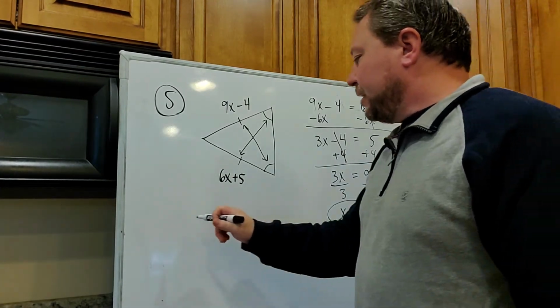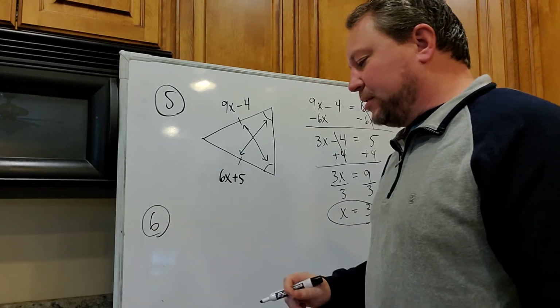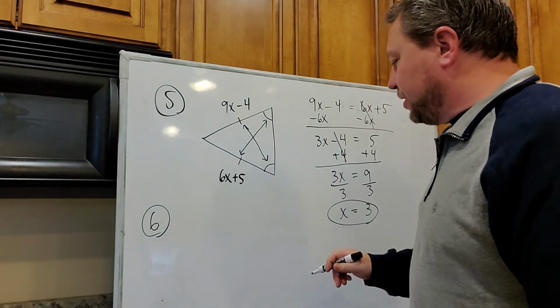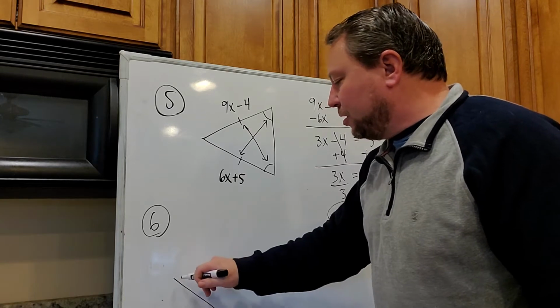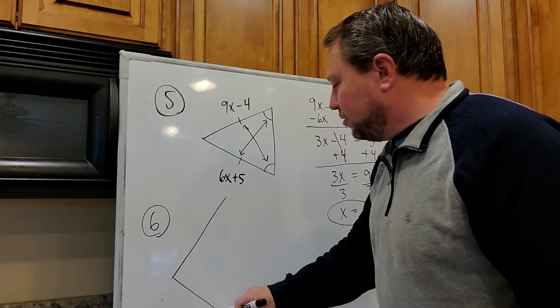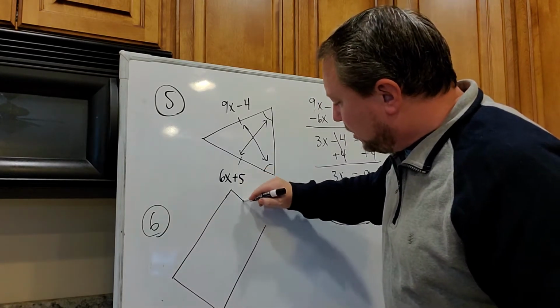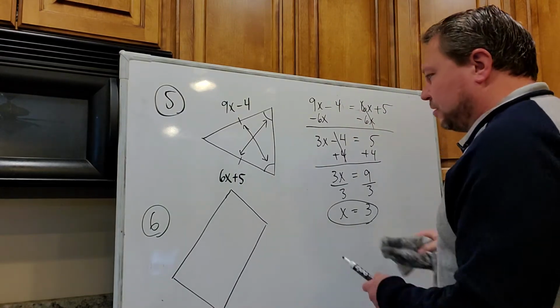All right, that gets us up to problem number 6. And in problem number 6, they've got a picture of a couple of triangles that look like this.